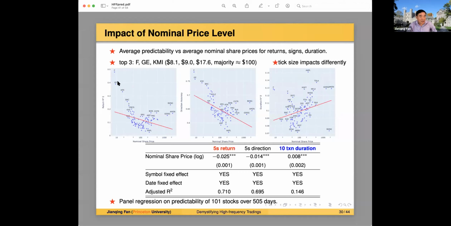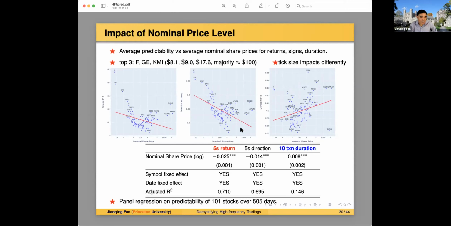This is the log price, and from here we can see that for the bigger stocks, the predictability is smaller, which seems to reflect the impact of the spread. This is for the accuracy, which is very similar: the smaller the stock, the better predictability you have. As stock price gets higher, the negative association can easily be seen. On the other hand, if you look at the duration prediction in terms of volume, the bigger stock is more liquid, so duration is better predicted.